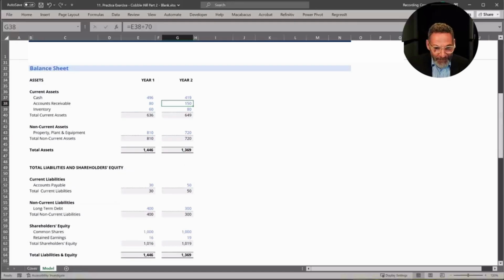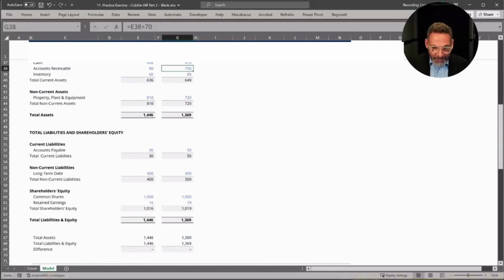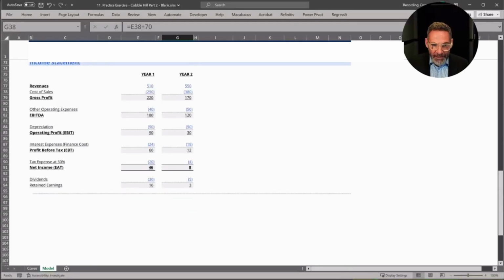Let's just do one final check. Our income statement balances. The income statement is done. The balance sheet balances. Retained earnings is feeding through. Congratulations. You've just built a full balance sheet and income statement for a subsequent period.